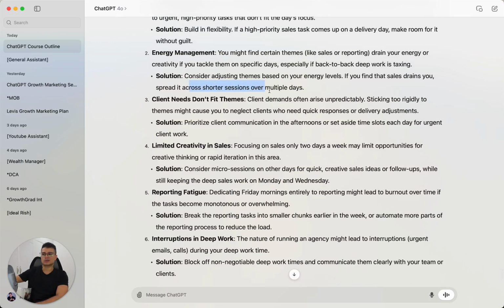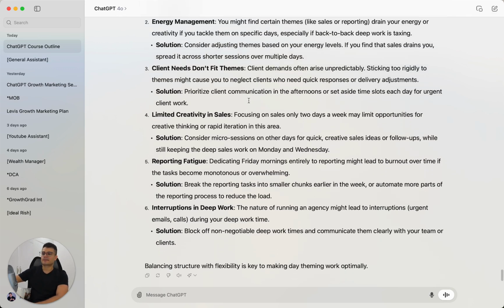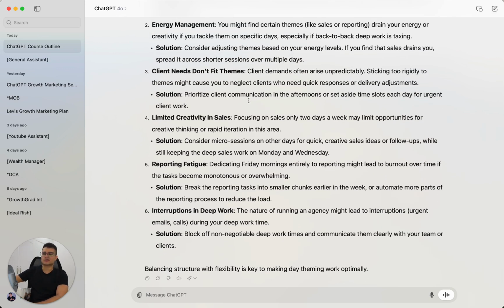It's a solution that, for example, if you think that sales is too much, you don't have to do all of the sales on Monday and Wednesday. You might want to do it on Tuesday, Thursday, and Friday. And if delivery is what you enjoy, you might want to cover more of that in individual days. What about client demands? If you're doing client coordination only in certain times, you might be too rigid. Limited creativity if you have to do it on certain days. Very good answers when you ask the question, where am I going wrong?